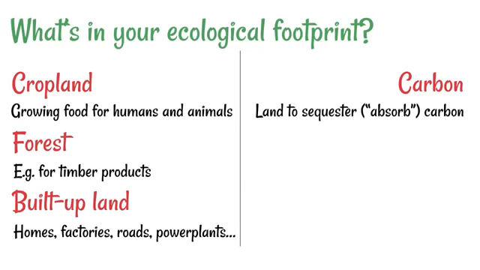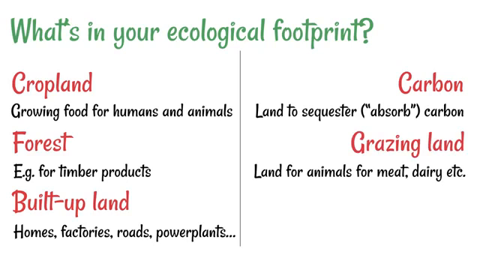Next, what about carbon? So the land that's required to sequester, which kind of means absorb, the carbon that they release. For example, if they burn fossil fuels, they are releasing carbon dioxide to the atmosphere, and it requires plants to take that back in. So what area of land of plants is required to do that?